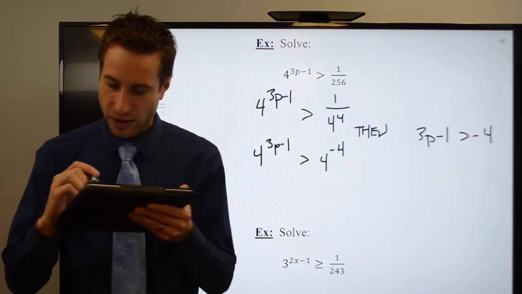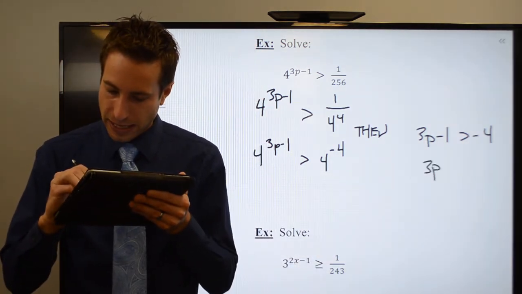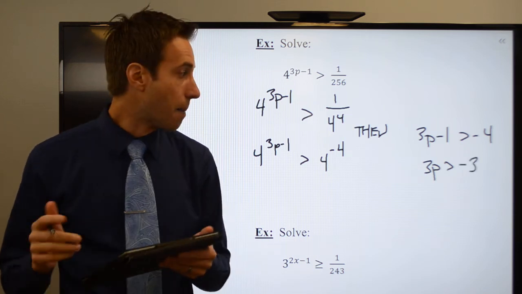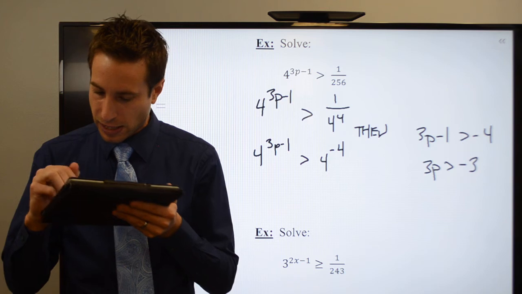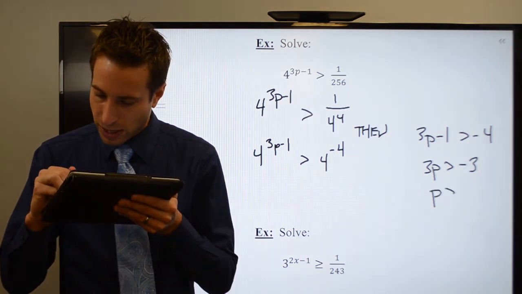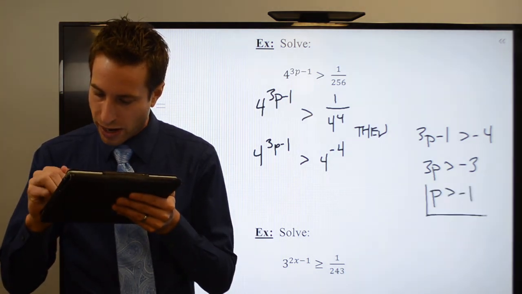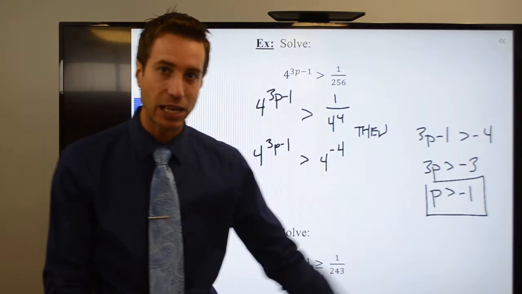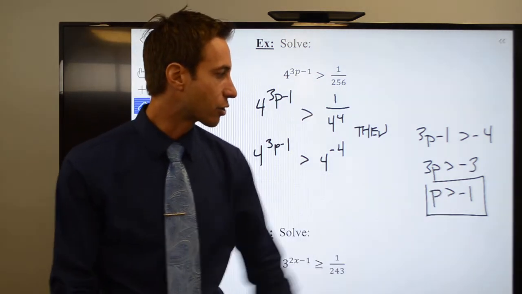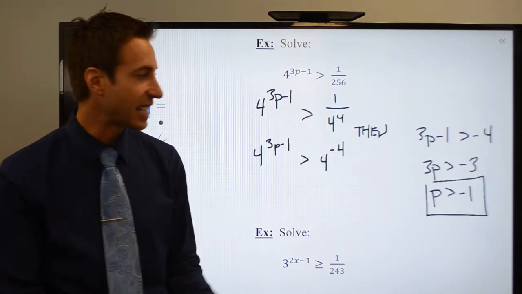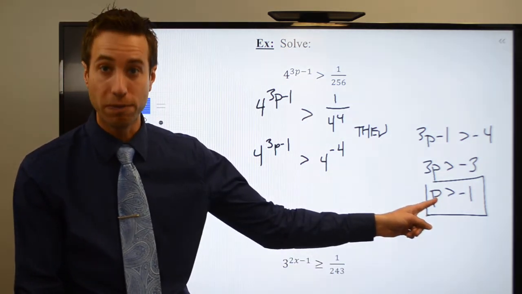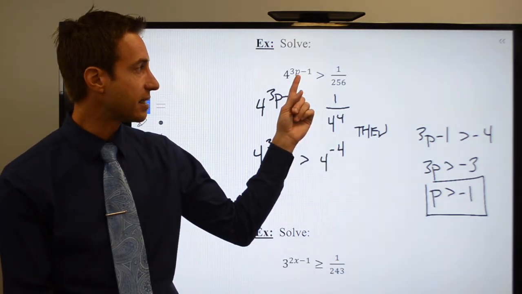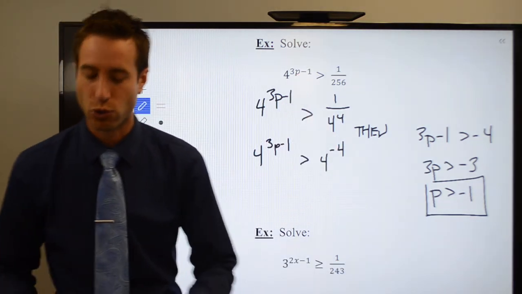I'll add 1 to the other side. 3p is greater than negative 3. Solve for p by dividing both sides by 3. p is greater than negative 1. I didn't multiply or divide by a negative, so I don't have to worry about flipping the inequality, and I wind up with p is greater than negative 1. Again, what that's saying is as long as you choose a value of p that's greater than negative 1, you plug that into this inequality and it will hold true.